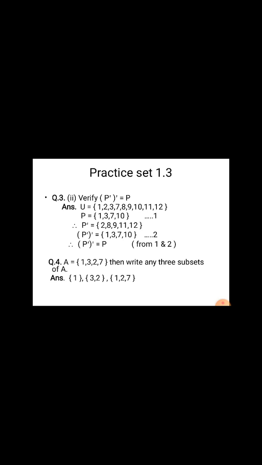Here {1, 3}, 1 and 3 is the first subset. {3, 2} is your second subset. {1, 2, 7} is your third subset. {1, 3, 2, 7} is also a subset because every set is a subset of itself. Anyway, you can write as many subsets, but here you have to write any 3 subsets.